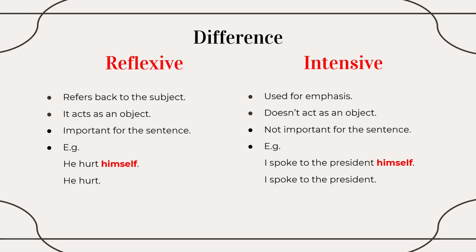Now, on the other hand, if you look at the example of an intensive pronoun, I spoke to the president himself. Himself is just there for emphasis, right? It is not acting as an object. Also, when we remove it, it doesn't really change the meaning or the sentence. I spoke to the president. You can again understand without any issue what is being communicated.